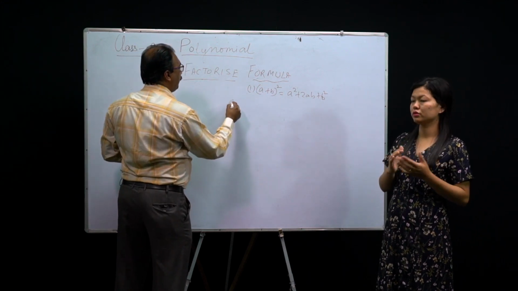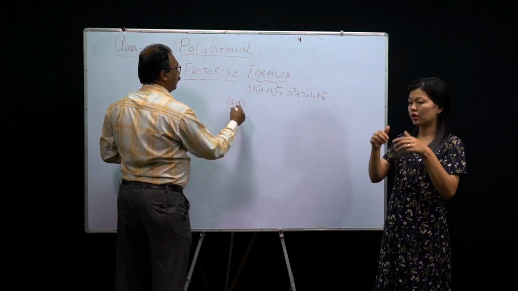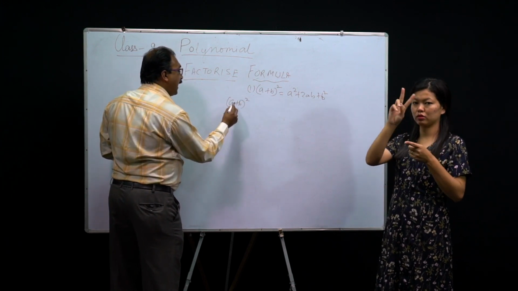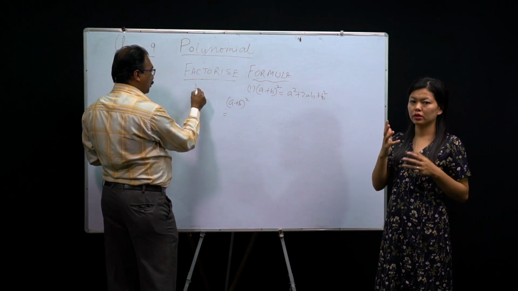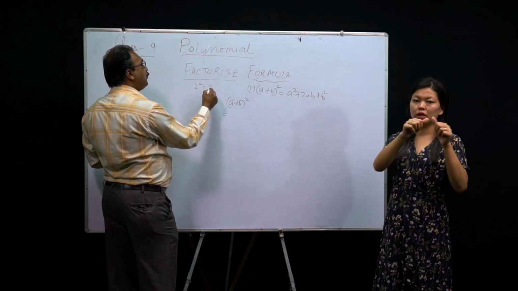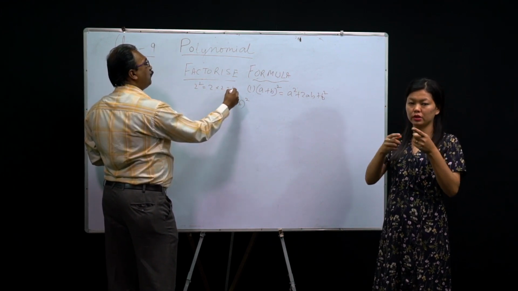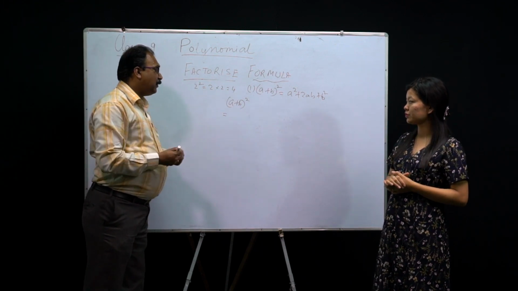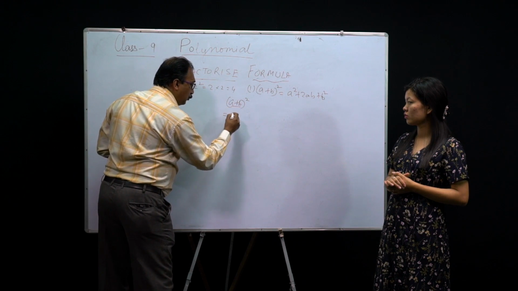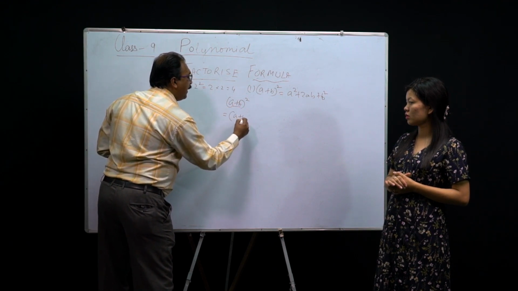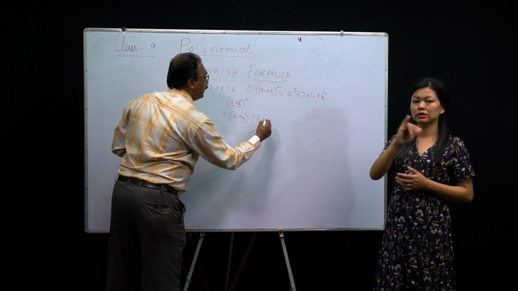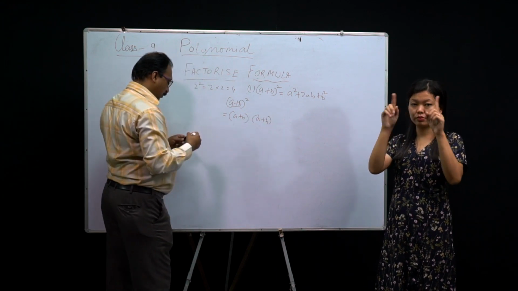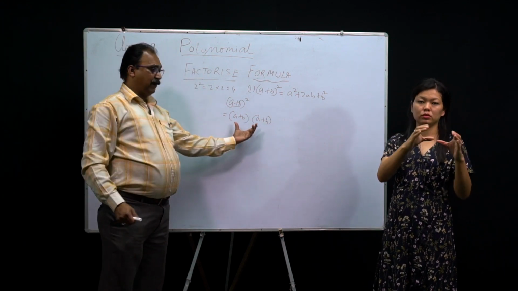Look at here, a plus b whole square. What do you mean by whole square? Same term 2 times, like 2 square. What do you mean by 2 square? 2 into 2, 4, isn't it? So like here, a plus b whole square means a plus b, again a plus b. 2 times the same number which have square, that one to be multiplied.